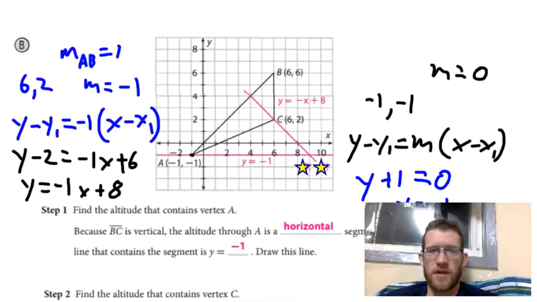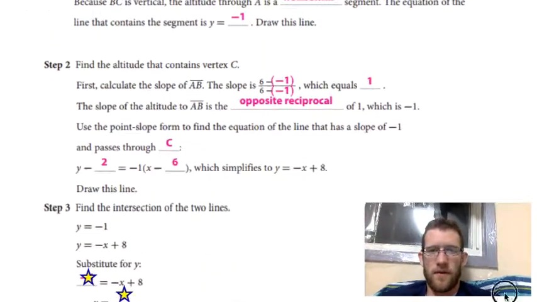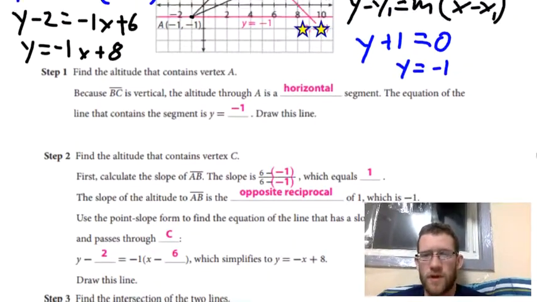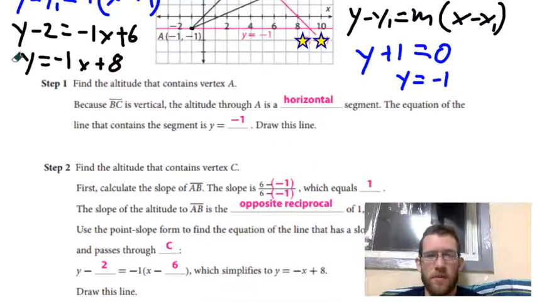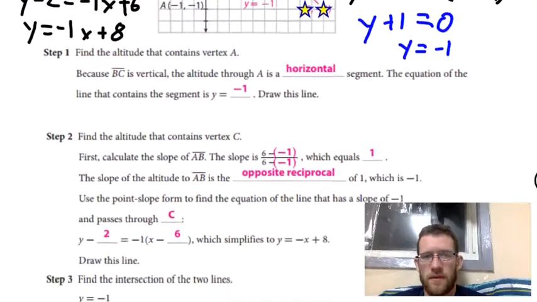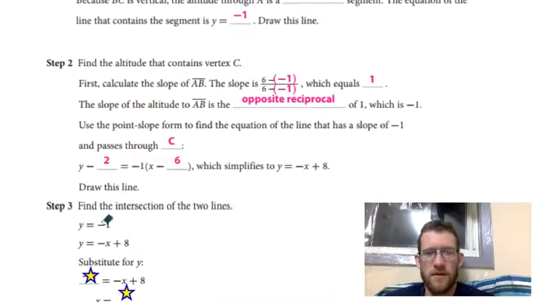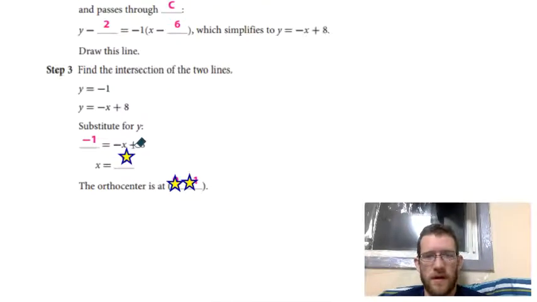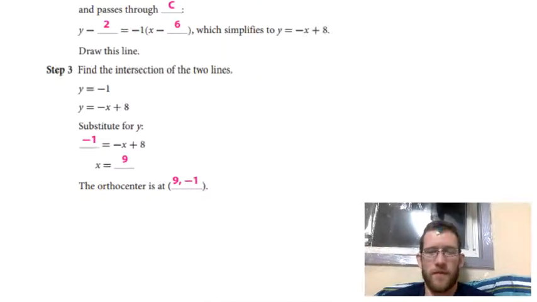So the question is, where do these two lines intersect? Again, it's relatively simple because we know y is equal to -1. So we know the y coordinate is going to be -1. We can plug it in here. We get -1 equals -x plus 8. So we subtract 8 from both sides, gives us -x equals -9 or x equals 9. So there's our x value, there's our y value.